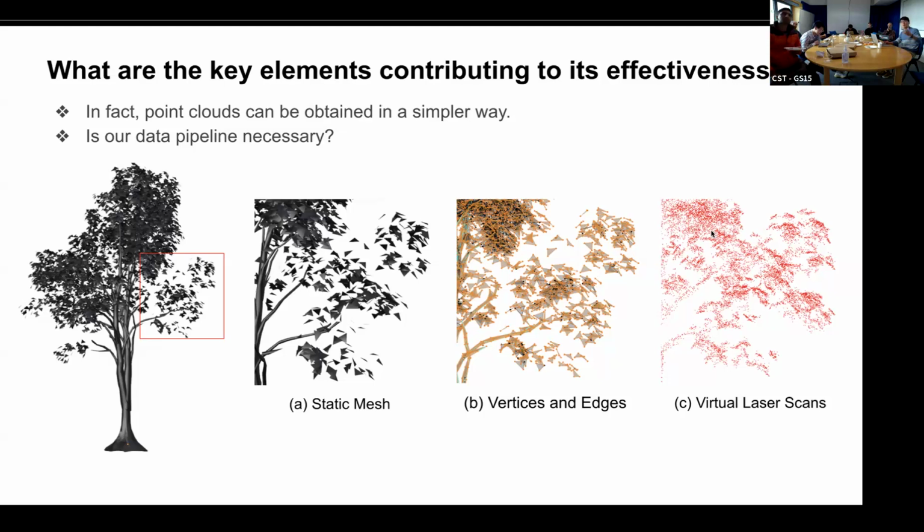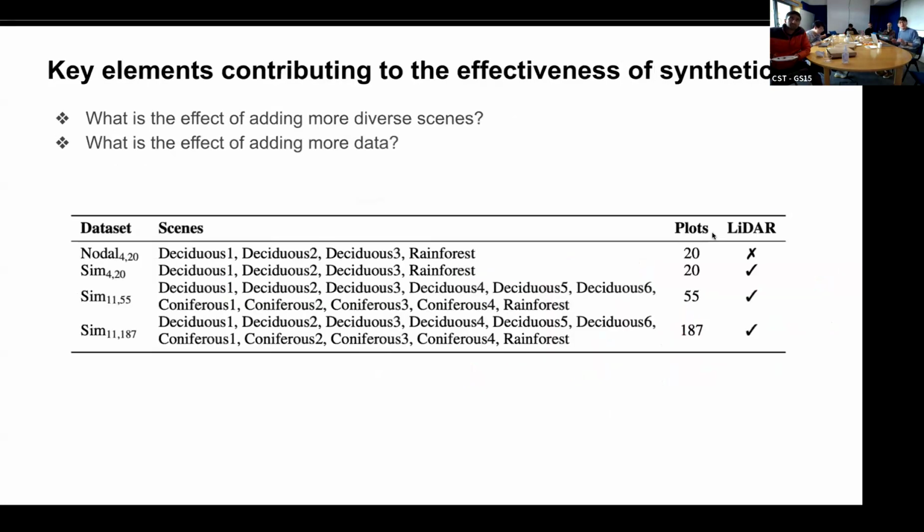And by the way, on the rightmost is the virtual laser scan we obtained using our pipeline, which also extended to the Helios simulator. But you can ask, why is it necessary to have this data pipeline since you can already have all these point clouds from these tree meshes? So this is quite interesting to explore. And also there are other factors, like what's the effect of adding more diverse scenes? What's the effect of adding more data?